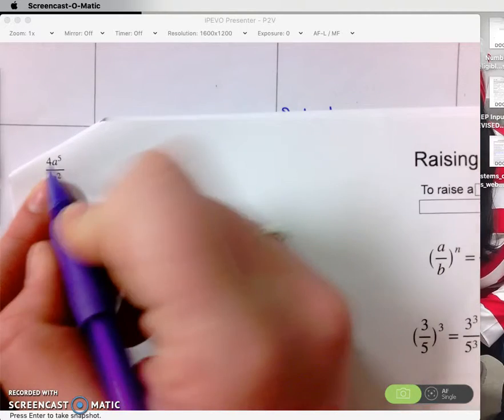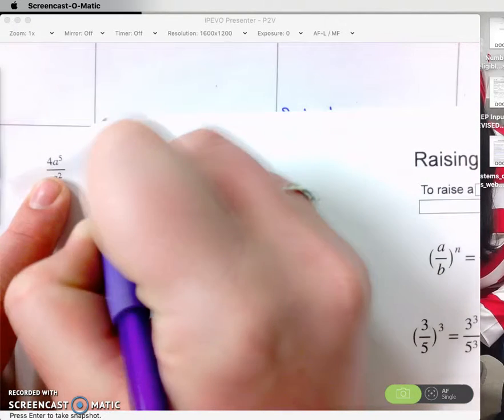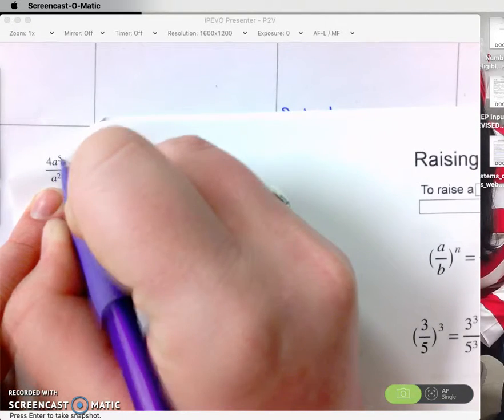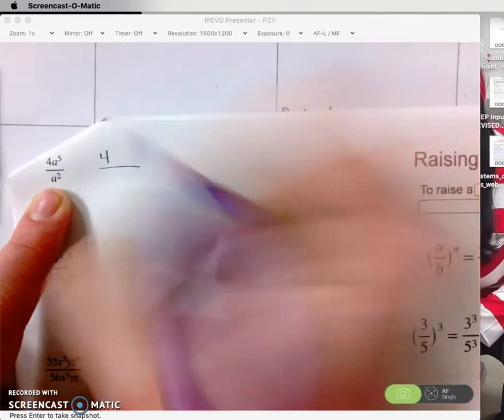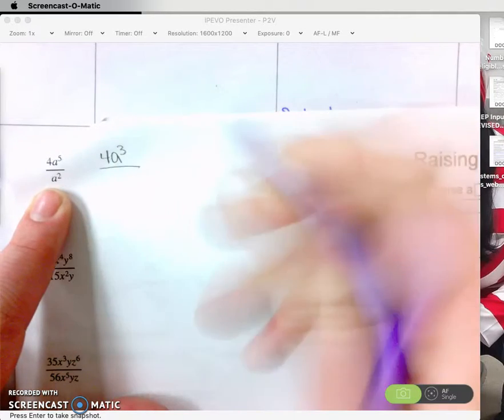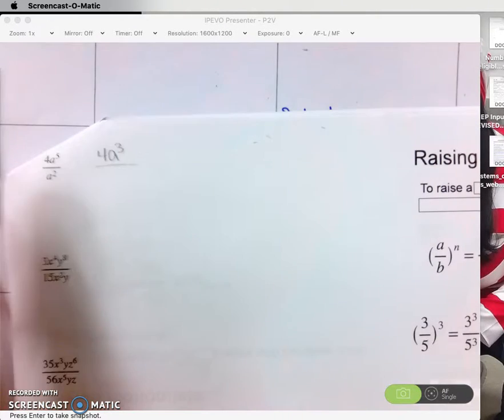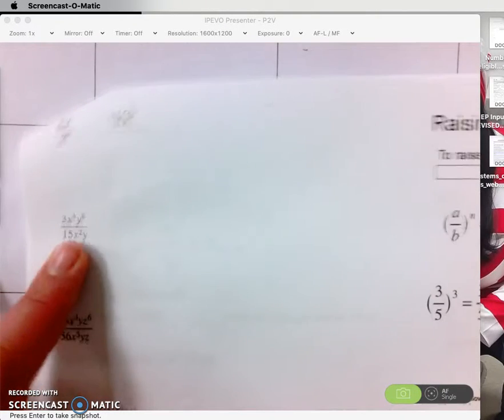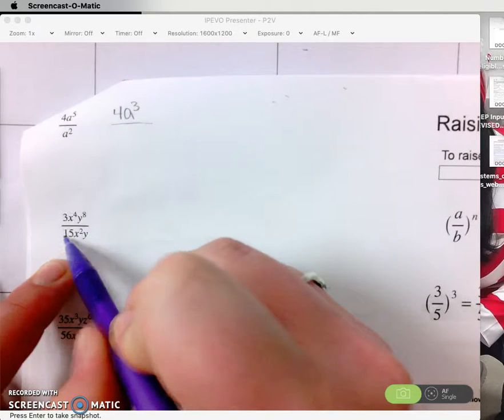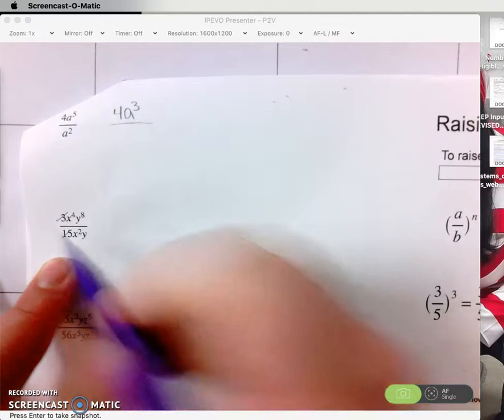Okay, my 4 is going to stay there, and then I have a to the 5th, a to the 2nd, so I'm going to subtract them. That becomes a to the 3rd, and I actually get rid of my fraction. That's done. Okay, 3 and 5 can both be divided by 3.